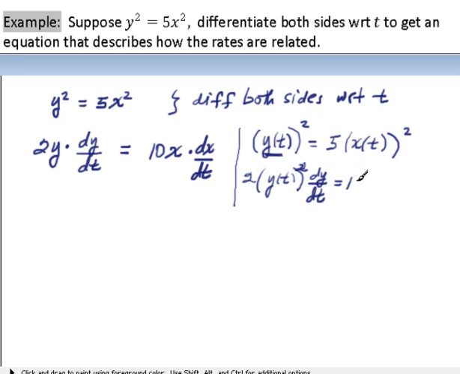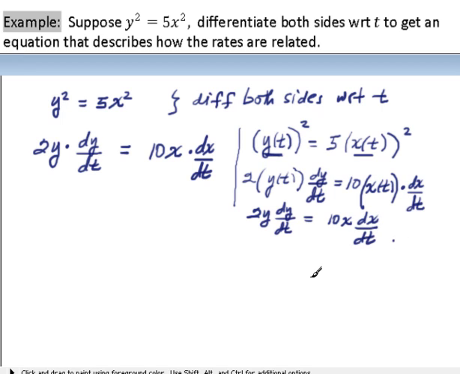And here 2 times 5, that's 10. This is the derivative of the outer. And then the derivative of the inner is here, dx/dt. So this is the same thing we wrote on the left-hand side. We brought the 2 down and subtracted. So just condensing this, since we don't really write y of t, we just write, like we had on the left here, 2y dy/dt is equal to 10x dx/dt. So that's how we write that. Okay, so this is just an exercise in differentiating with respect to t.